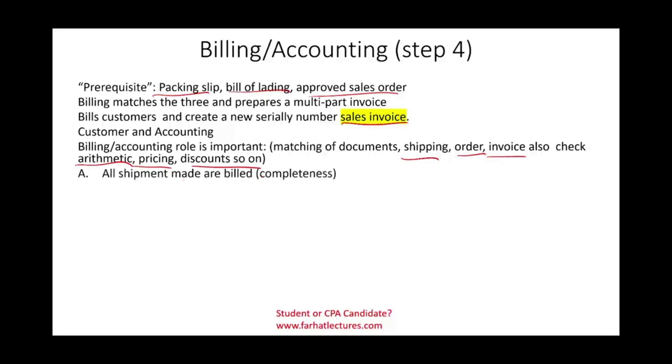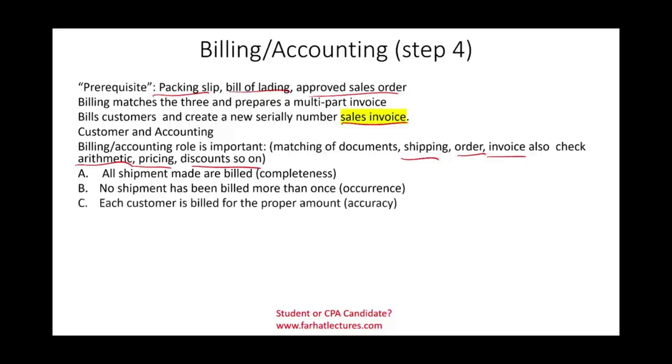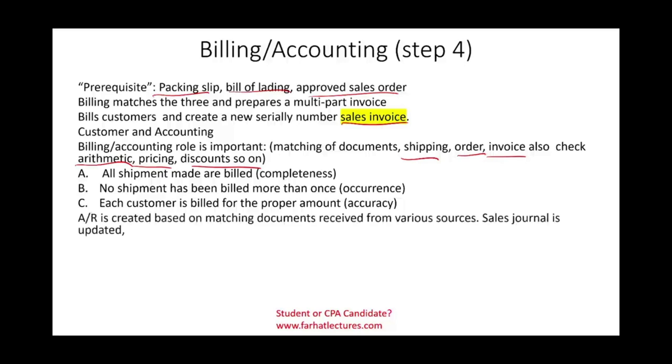Here we want to make sure all shipments are billed. There's completeness. So if we have a shipping document, we want to make sure we bill the client. Think about if we ship something and we don't bill the client, it could happen. No shipment has been billed more than once. So we don't want to bill the client more than once. Occurrence: it happened once, no more than once. And each customer is billed for the proper amount. Here we want to make sure we are accurate. So that's why it's important in this step.